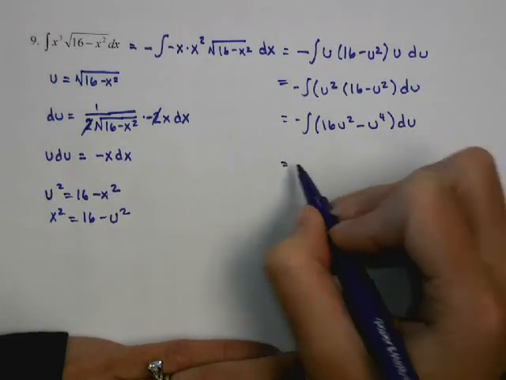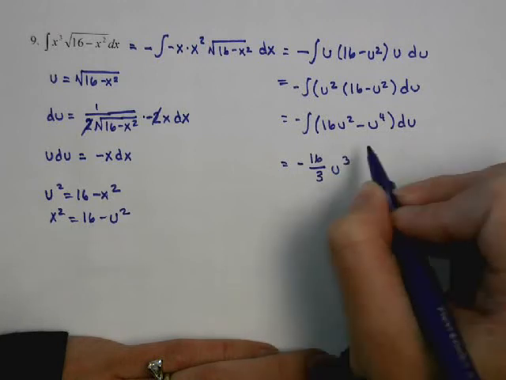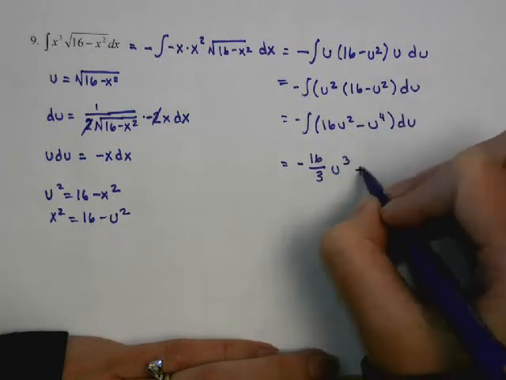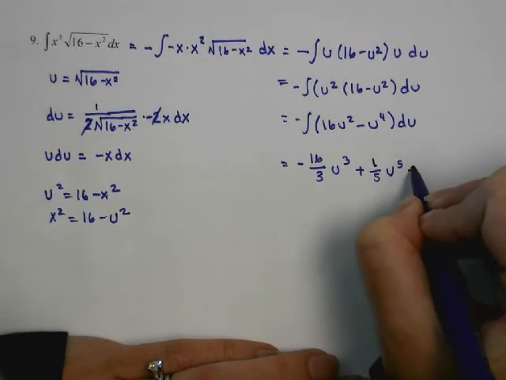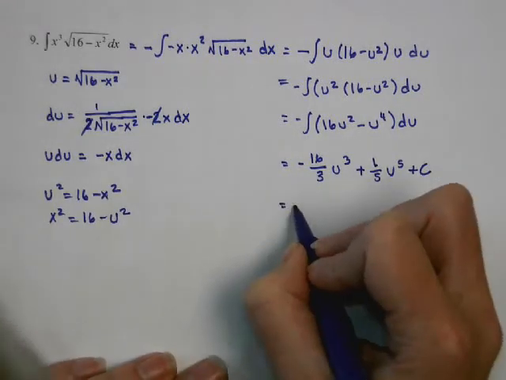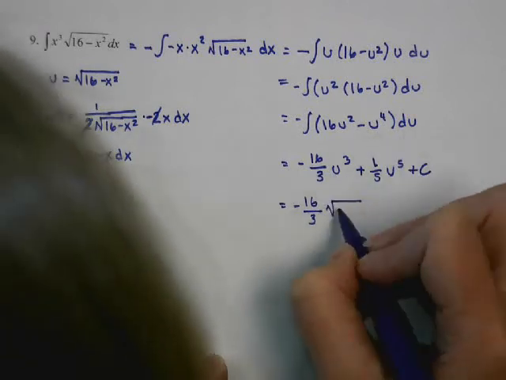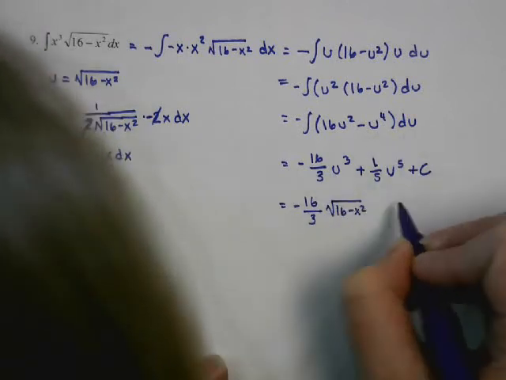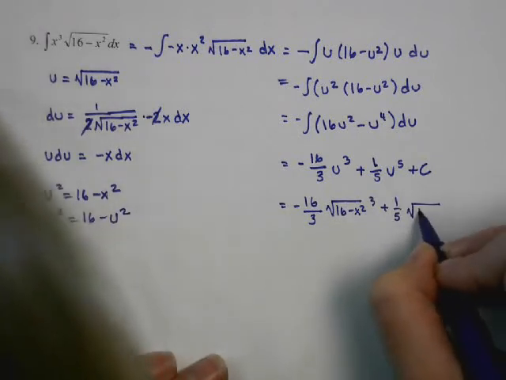Now we integrate. So this is going to be a negative 16 over 3 u cubed plus, if I distribute the negative through, 1/5 u to the 5th, and then substitute back in our u. So negative 16 thirds square root 16 minus x squared cubed plus 1/5.